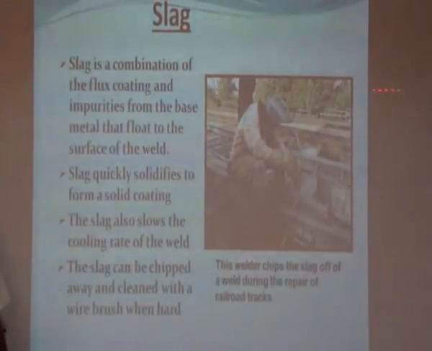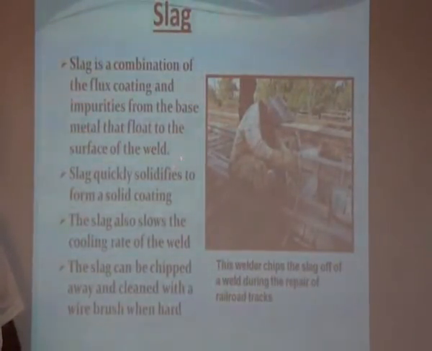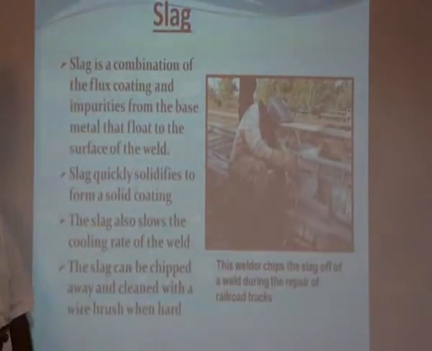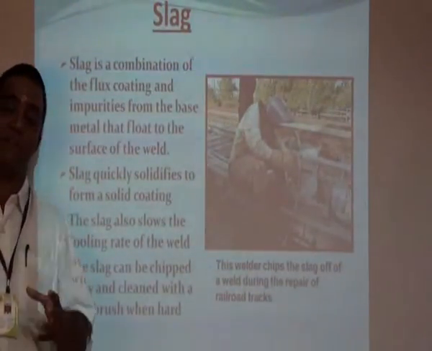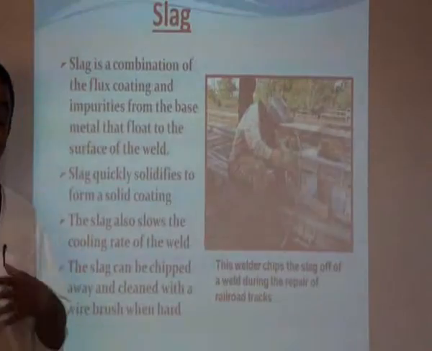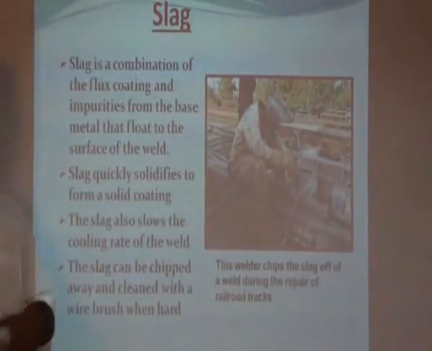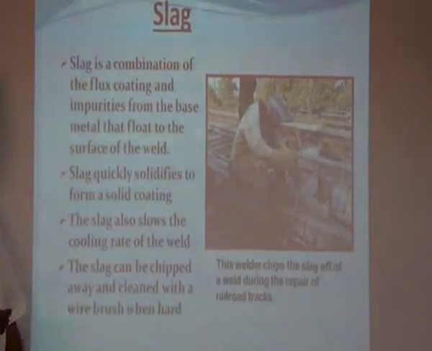Now the slag. Slag is a combination of flux and the impurities from the base metal that float to the surface of the weld when the base metal and the electrodes are melted. The slag quickly solidifies to form a solid coating. The flux ingredients are low melting components. They melt so quickly, and then they solidify so quickly compared to the core wire, and they form what is called a solid coating.